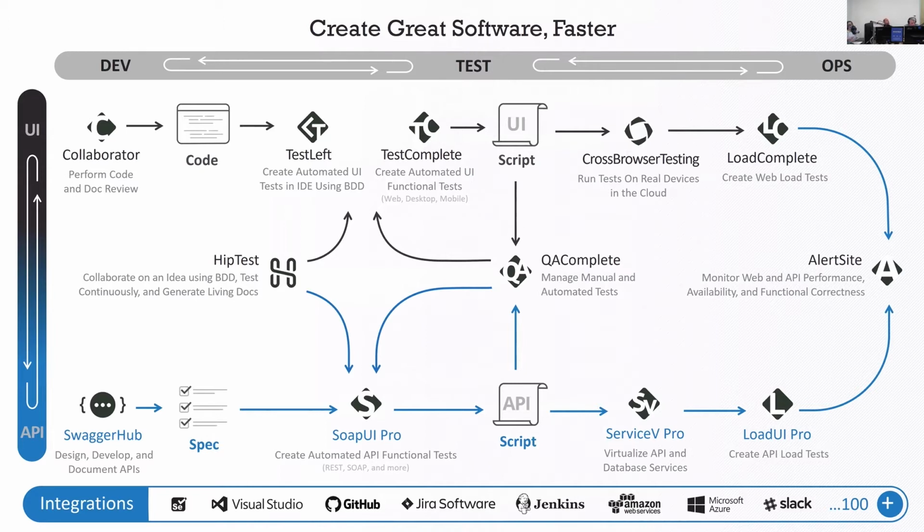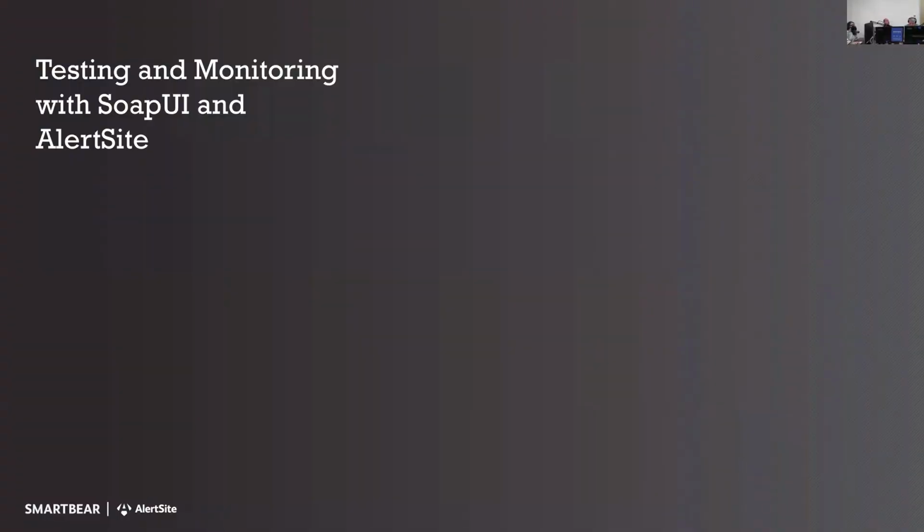The main thing we're going to be talking about today is how to integrate your monitoring processes with your testing processes and what that would look like in terms of tool sets. And also what are some ways you can get your teammates to collaborate and make it easy. So testing and monitoring, SoapUI and AlertSite. That's what we're going to be talking about today.